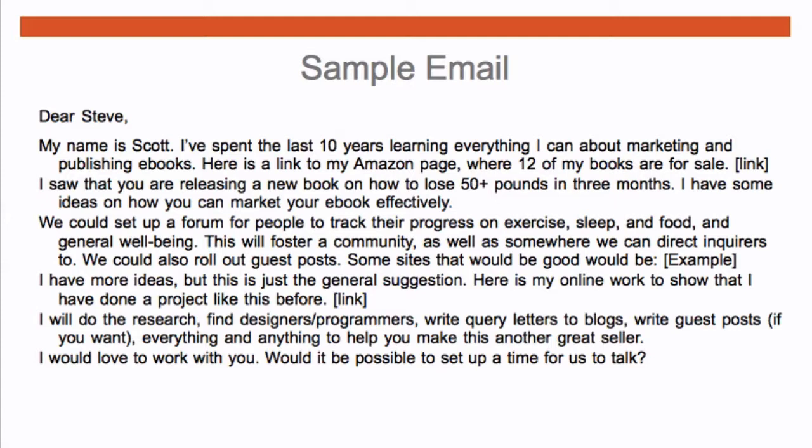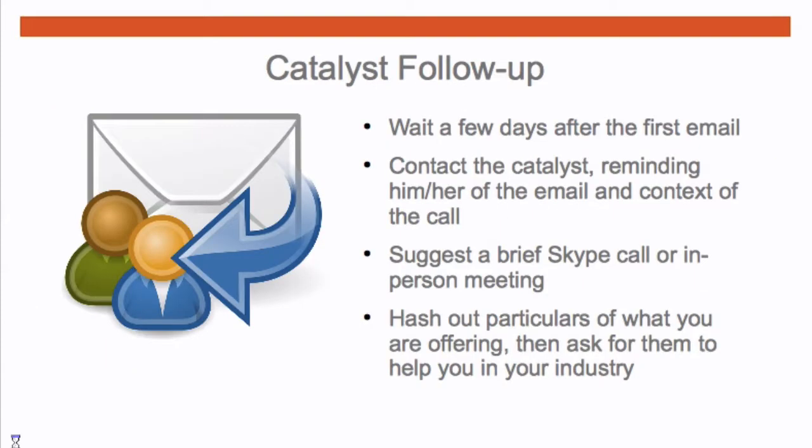Okay, so you send this email to Steve. He has not yet agreed to be your catalyst. What do you do afterwards? How do you follow up? First, wait a few days after you send this email to them. Then, contact the catalyst, reminding him or her of the email and context of the call. Then, suggest a brief Skype call or in-person meeting. And there, if they agree to it, hash out particulars of what you are offering, then ask them to help you in your industry. So you're following up with them, seeing if you would still like to work together on this.